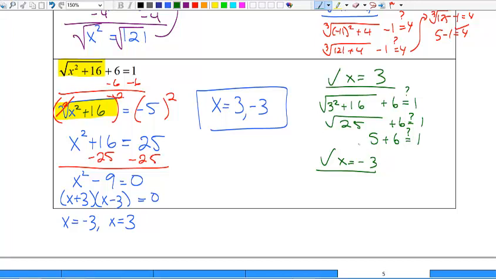But it's only really off by a negative. If this 5 was negative, then it would have worked. And that usually is how it happens. It's only really off by a sign somewhere. But no, this doesn't work. So I have to eliminate that.